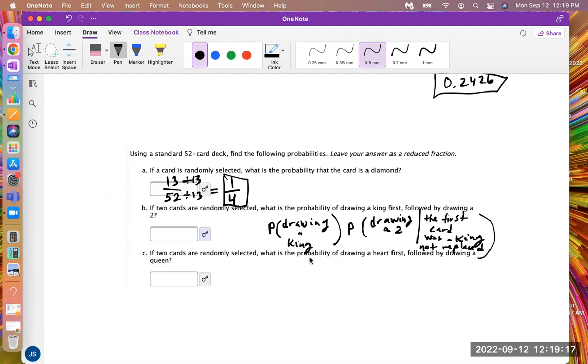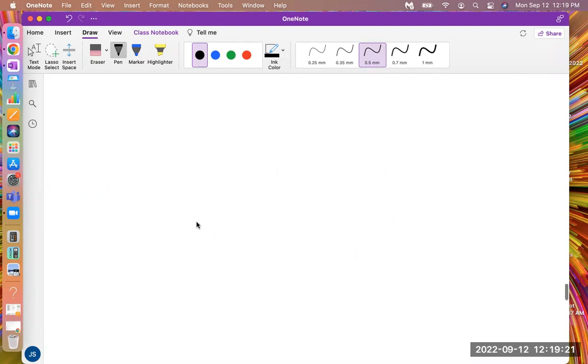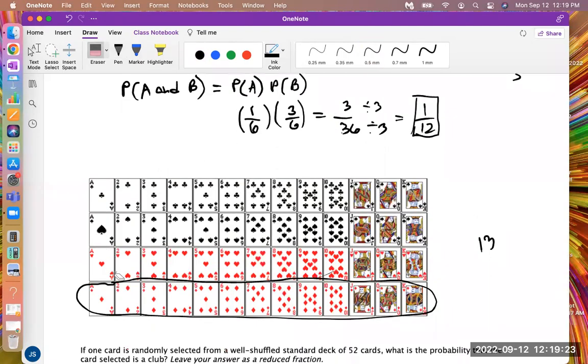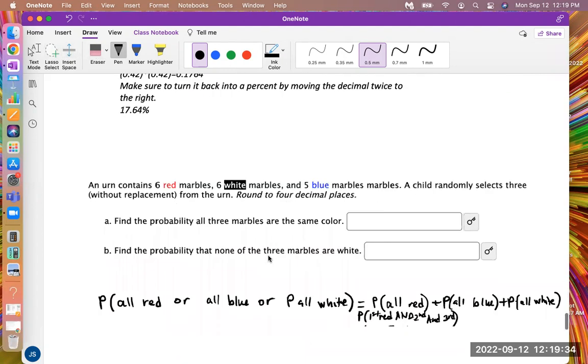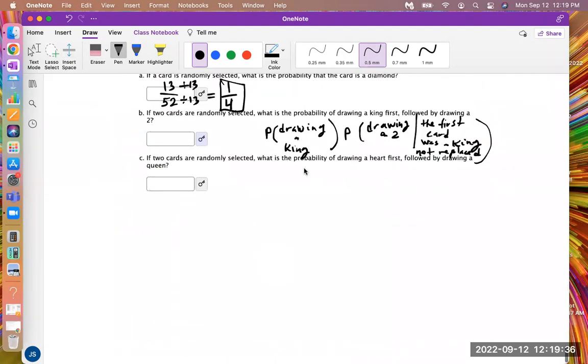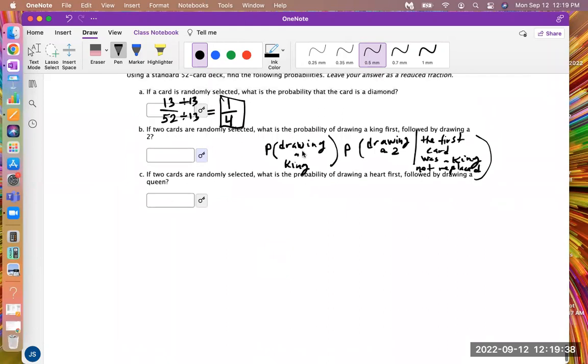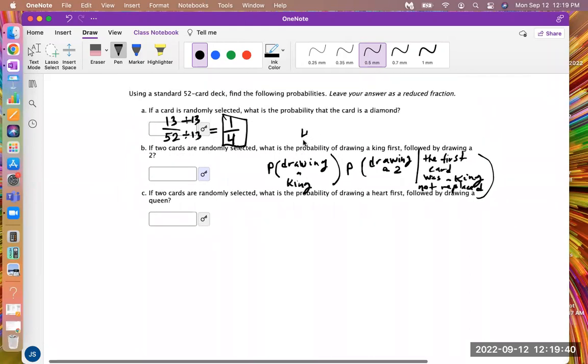So the probability of drawing a king, if we go back up here to see the full deck, there are 4 kings in a total deck of 52. So the probability of drawing a king is 4 in 52. I'll write this above here: 4 out of 52 is the probability of drawing a king.